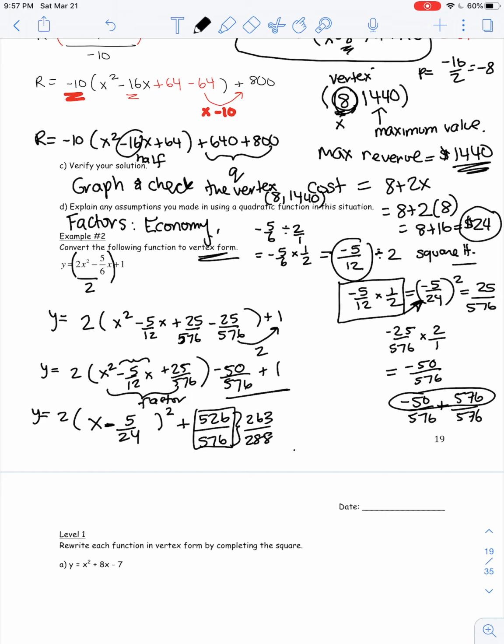So our final answer that they were looking for is, you're going to have your a value as 2. x minus 5 over 24 squared, that's your p. And your q value is 263 over 288.